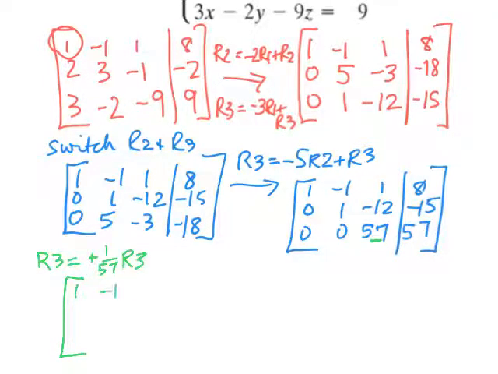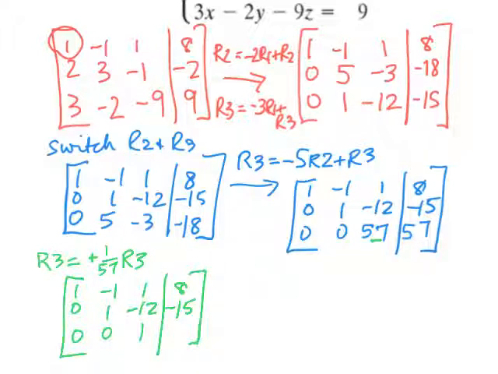Row 1 has not changed. Row 2 has not changed. And row 3, when you divide 0 by 57, you still have 0. 0 divided by 57. 57 divided by 57 is 1. And doesn't this work out nicely? 57 divided by 57 is also 1. So now I can finish solving the system.